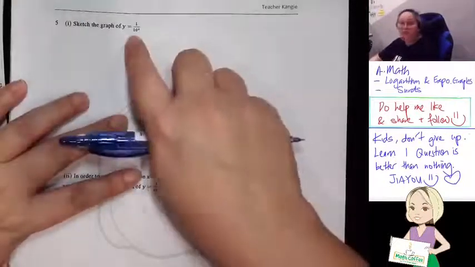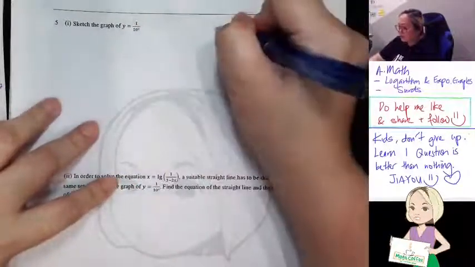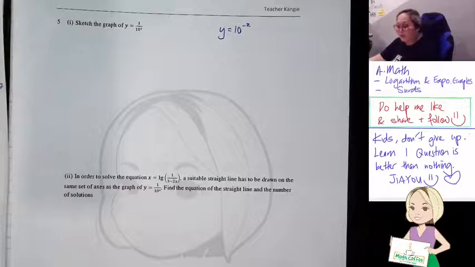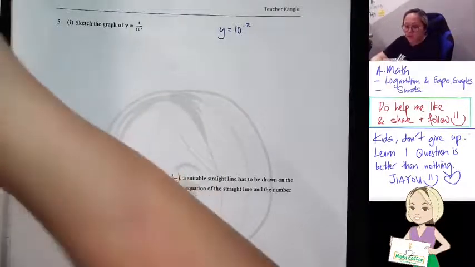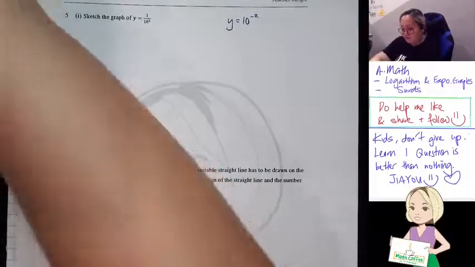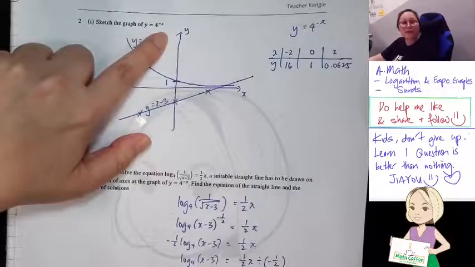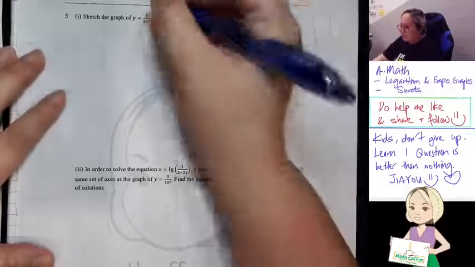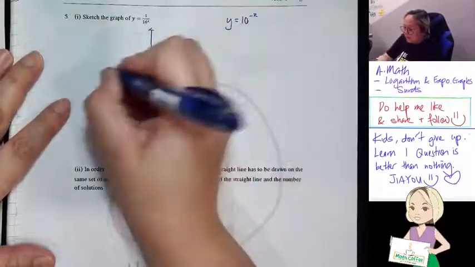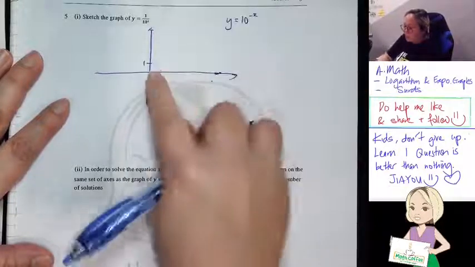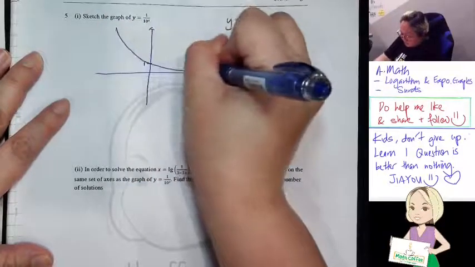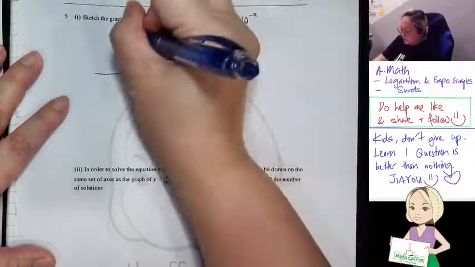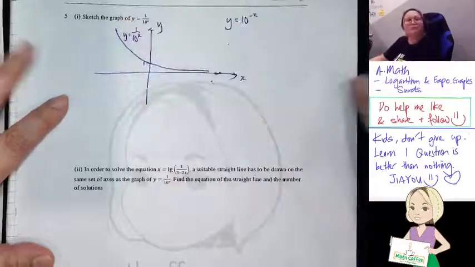Sketch the graph of this. Actually, this one is similar to just now. So this is actually y equals to 10 to the power of minus x. Exactly the same as just now, where we drew 4 to the power of minus x. This is 10 to the power of minus x, so it's the same shape. You don't have to plot anything, you just mark out the important 1 and the shape. That's all. X and y. Then label this as y equals to 1 over 10 to the power of x.